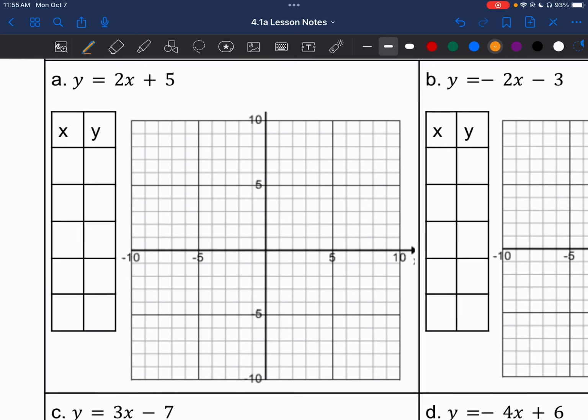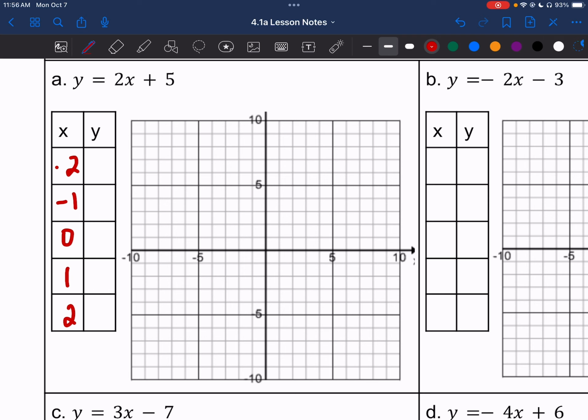So we have our first example here, letter A. Our equation is y equals 2x plus 5. We are going to fill in this table of values and use that to graph our line. I always like to pick a couple values around the origin, so I'm going to go with -2, -1, 0, 1, and 2. This will give us a good representation of what's happening in this.